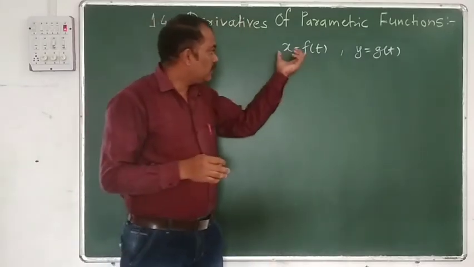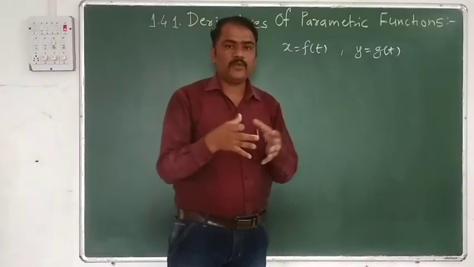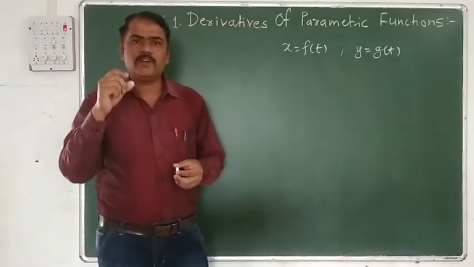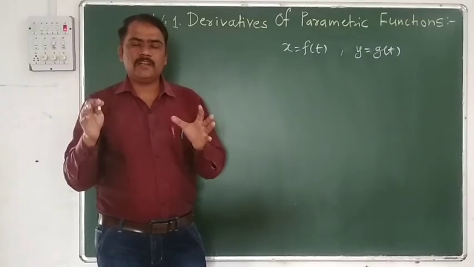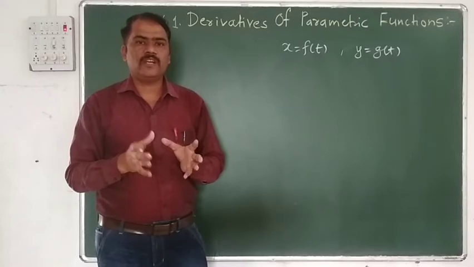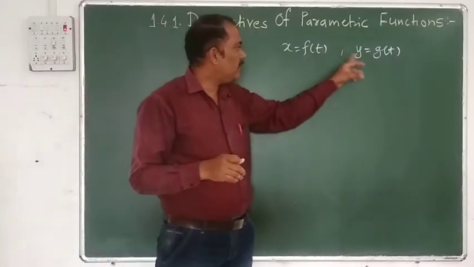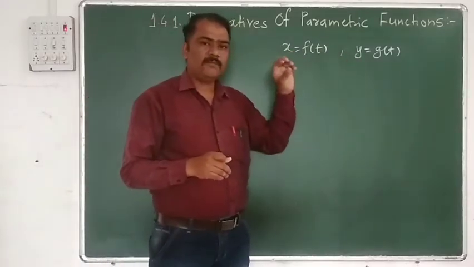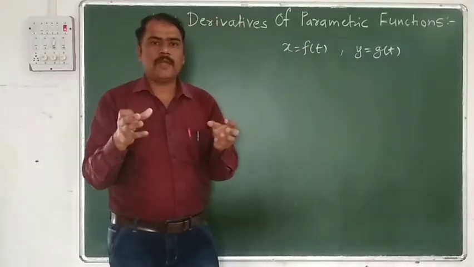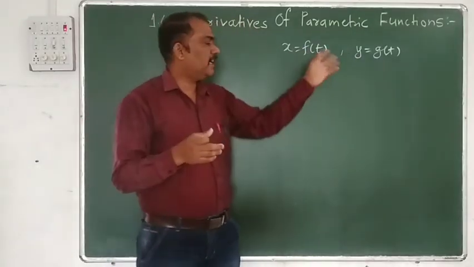It means that these two functions are bound together by the variable t. We have to know that in the family there is one member that binds all the family members together. Okay, like that. These are the family members x and y, and this t binds these two family members x and y.